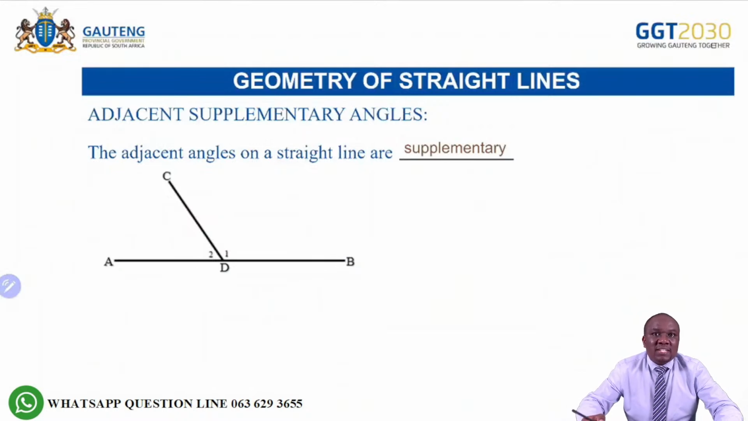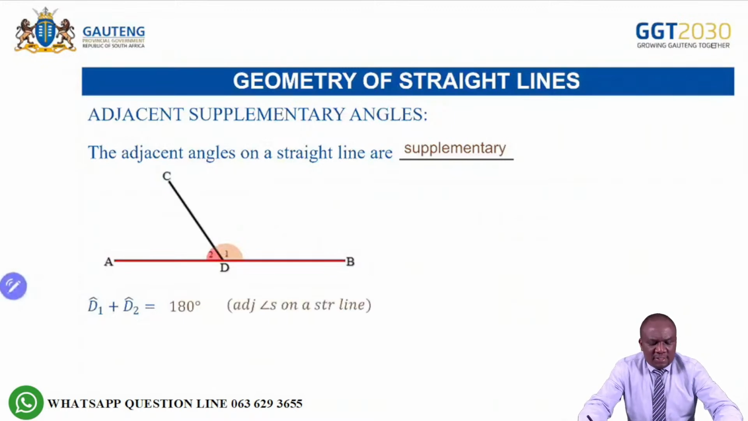Supplementary angles add up to 180 degrees. Complementary angles add up to 90 degrees. Remember that. So we have this angle here, D1 and D2. If we add them, D1 plus D2, we get 180 degrees, and then we write our reason: adjacent angles on a straight line. Let me give you 1 minute to write your short notes.